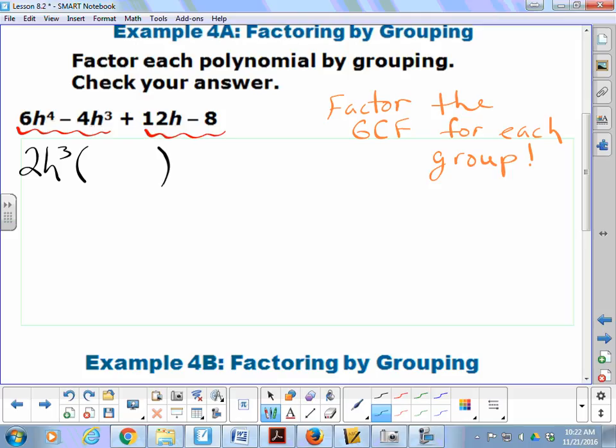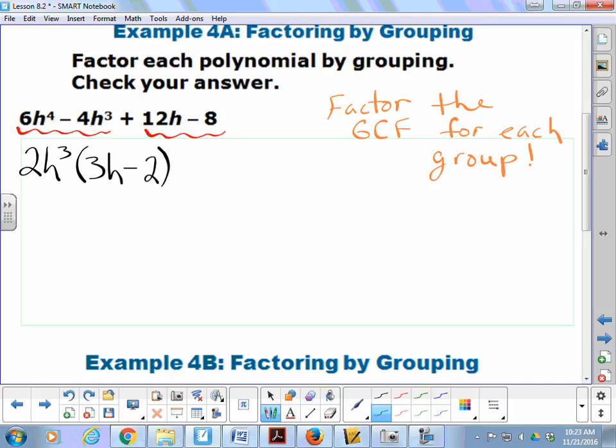And 6 divided by 2 is 3, and we have an h here, and a minus and a 2, because 4 divided by 2 is 2. And I already have my h to the third power. How many of you want me to write the prime factorization and do it?